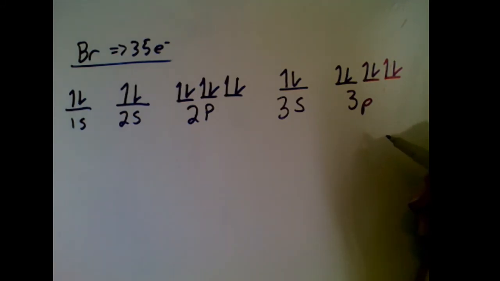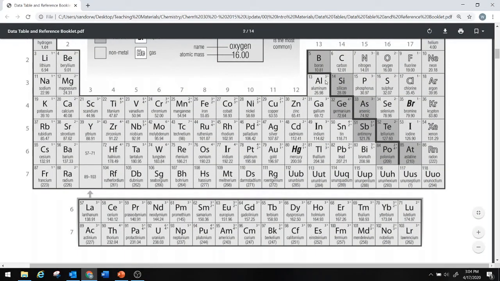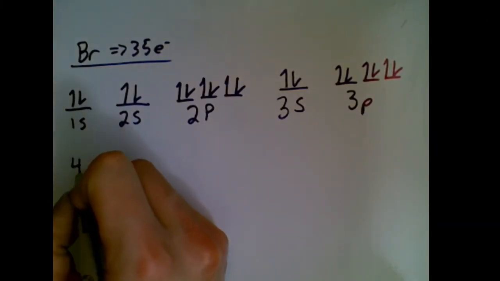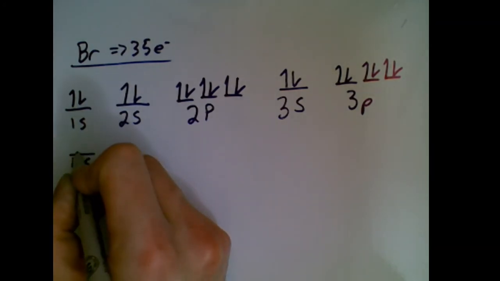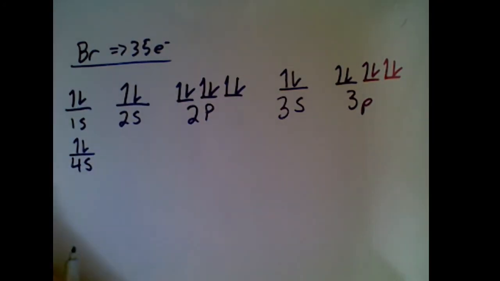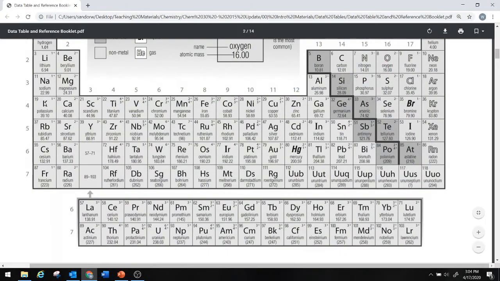So what's going to come next? Well, look at your periodic table. After you get to the end of 3p, we go to the next part of the periodic table, which is the 4s. So we're at 4s next. S's can hold a maximum of 2.